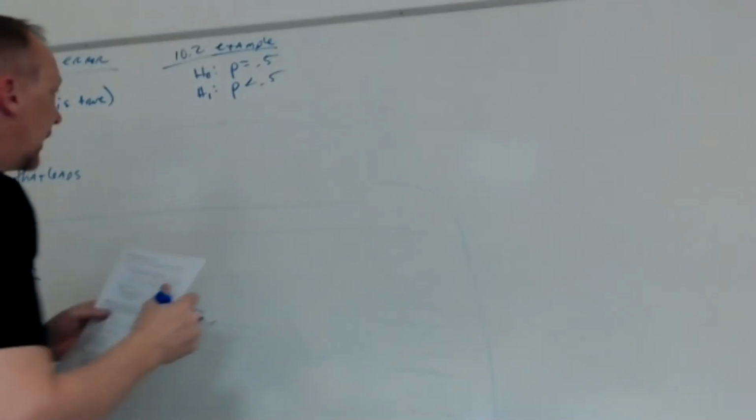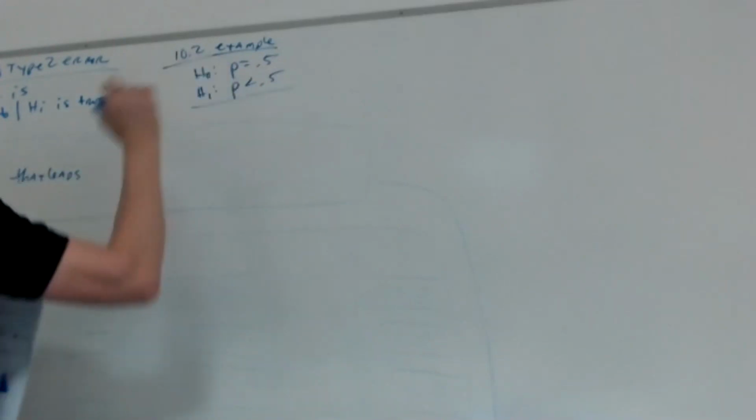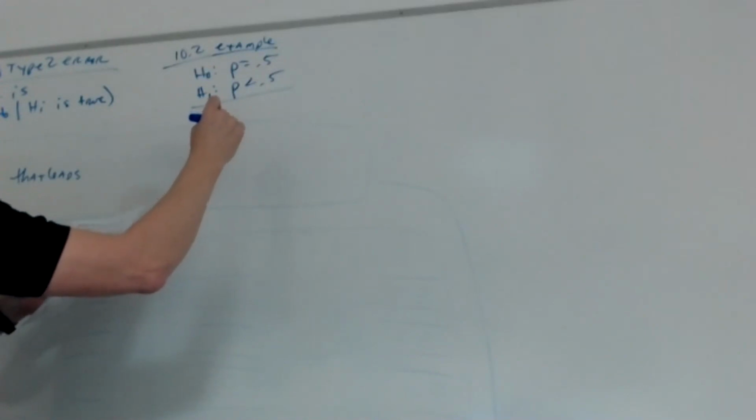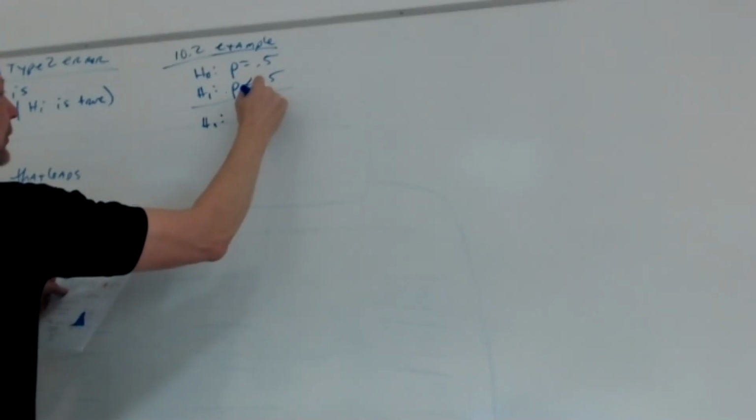Now the one thing about the null, remember, the alternative hypothesis is very vague. It's just less than. So you need a specific value in order to calculate a type 2 error. You can't leave it vague like this. So our alternative hypothesis is going to be p equals 0.48.